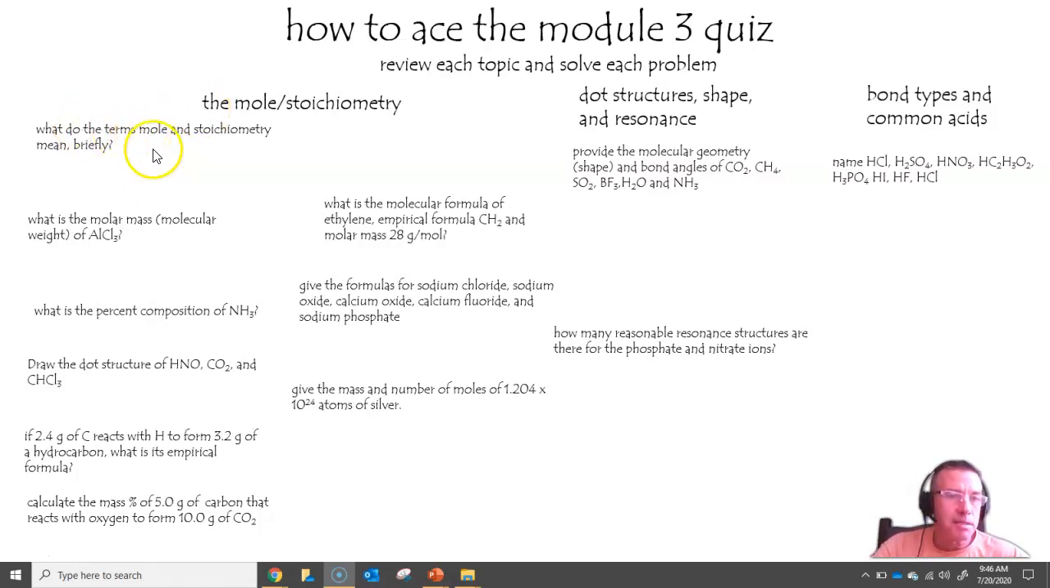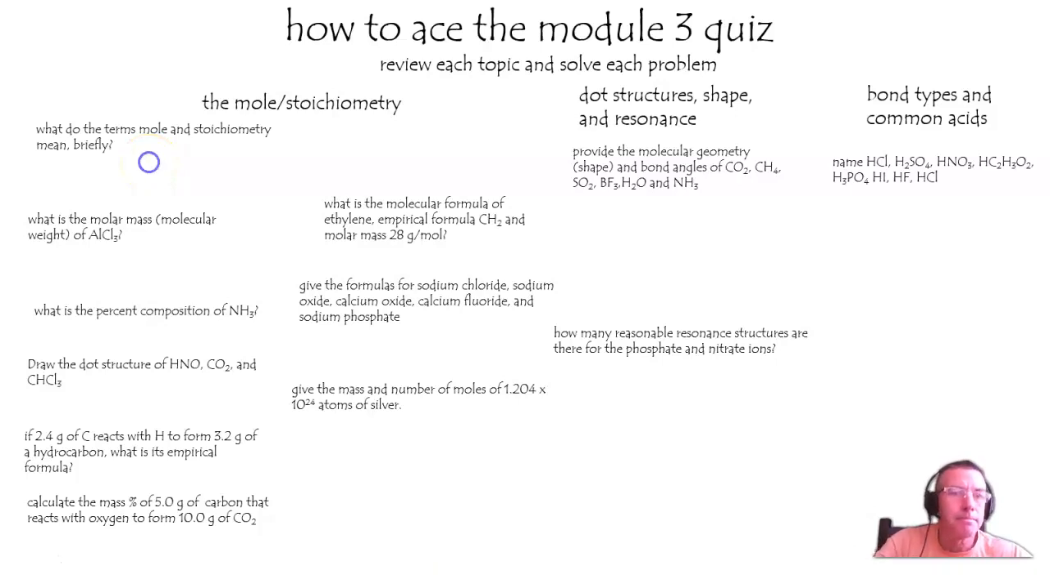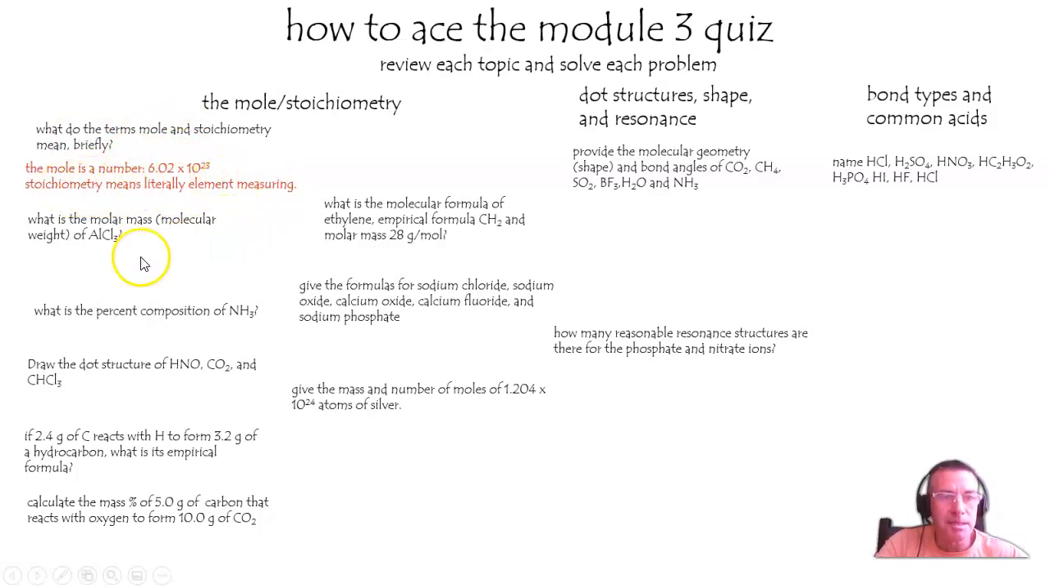The mole to me is just a number, right? It's 6 times 10 to the 23rd, and anytime you have that many of anything, and we're usually talking about atoms, well, you've got a mole's worth. It would have a mass, and you'll see that mass written down throughout the periodic table. Very handy. Stoichiometry literally means element measuring, and it's the mathematics that goes along with mixing chemicals. And here we are. The mole is just a number, and stoichiometry means element measuring.